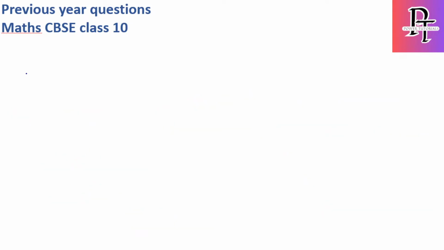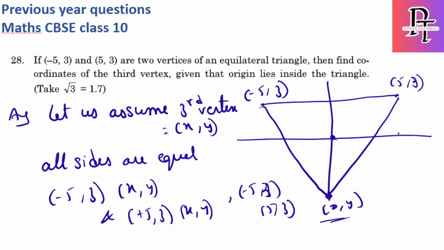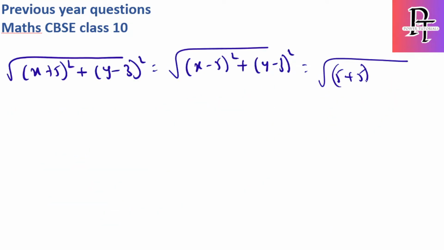So root of x2 minus x1, which is x minus of minus 5, which is x plus 5 whole square, plus y minus 3 whole square is equal to root of x minus 5 whole square plus y minus 3 whole square is equal to root of 5 plus 5 whole square plus 3 minus 3 whole square.